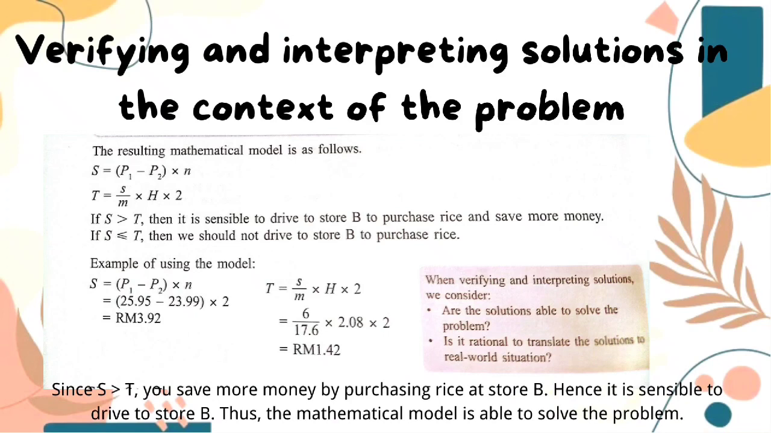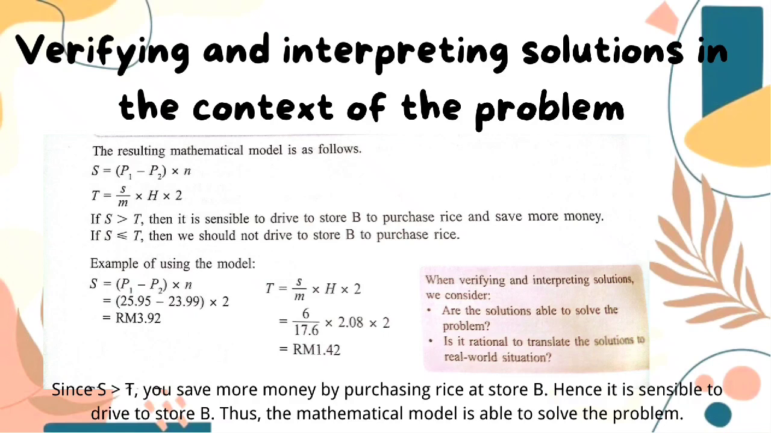Example of using the model: S equals (P1 minus P2) times N. So it is equal to (25.95 minus 23.99) times 2. The answer is 3 ringgit 92 cents.